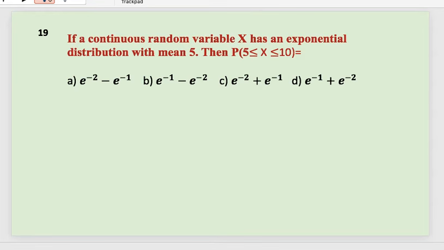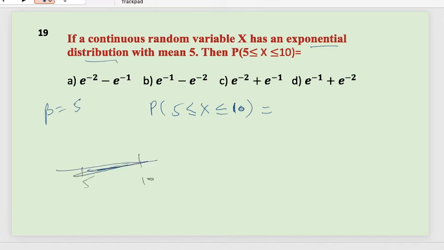Fine. So the 19th one is talking about the exponential distribution. This random variable has mean, that means beta is equal to 5. They are asking what is the probability of between 5 and 10. Now whenever the question is given in terms of the exponential, I will not prefer integration. For MCQ purposes, we can immediately use the formula. It means from 5 to 10. So how do I calculate?